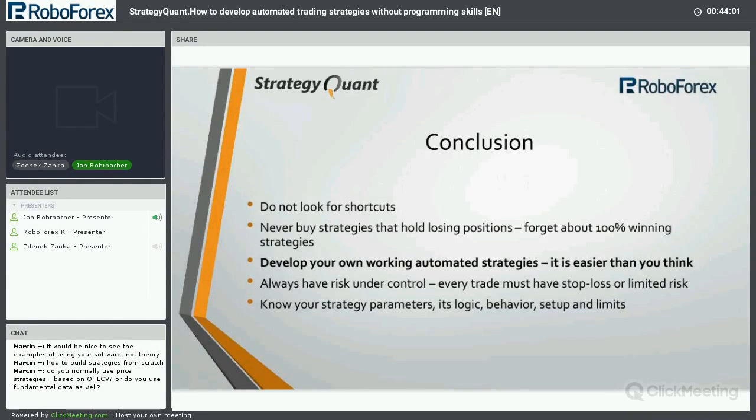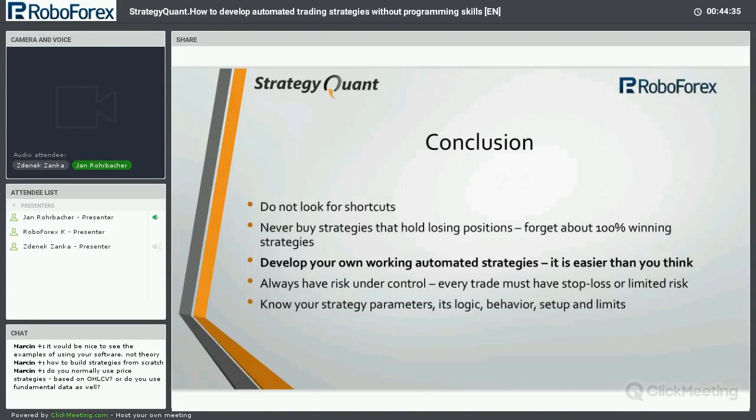Also, what was discussed many times today, have risk under control. Every single trade must have a stop loss or somehow limited risk. And last but certainly not least, know your trading parameters, its logic, behavior, setup, limits, everything. Right? So this is my advice and my conclusion regarding trading myths and what you should avoid in your trading.